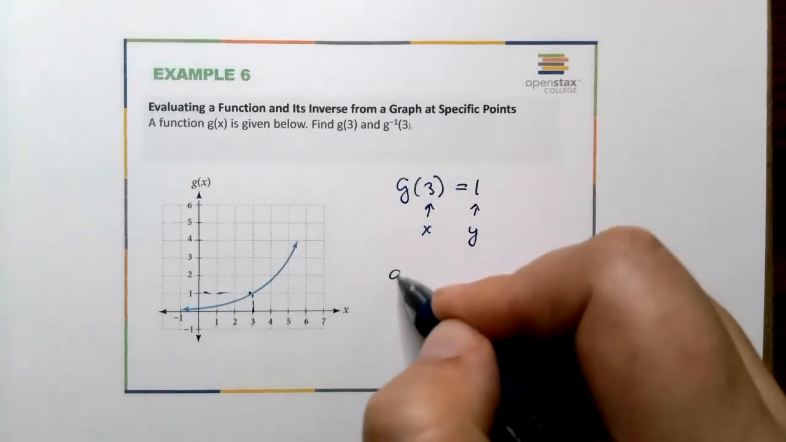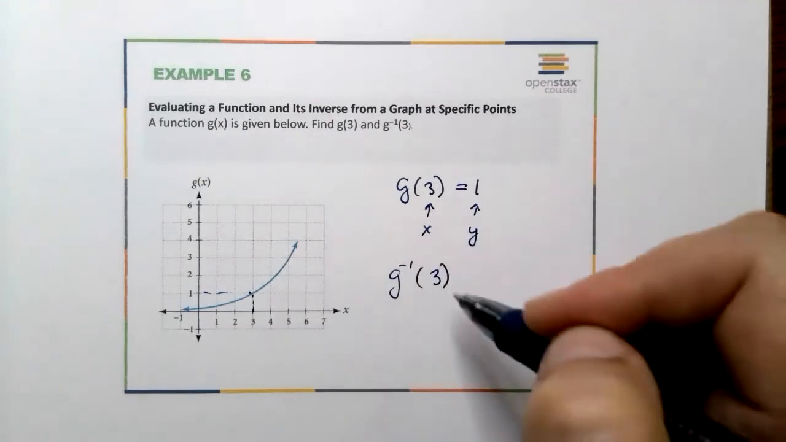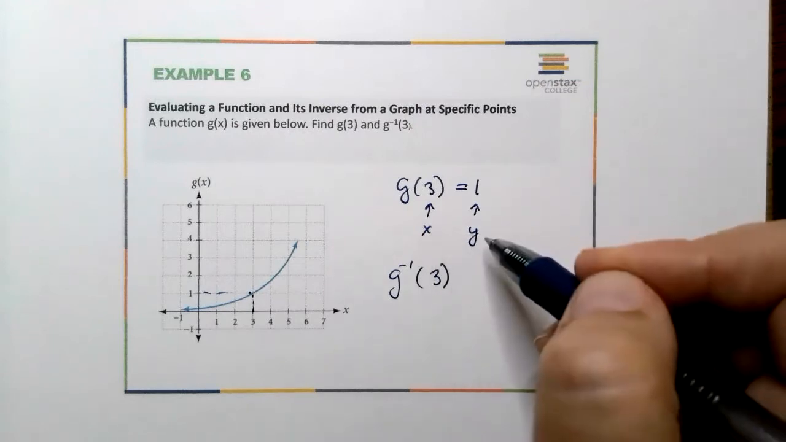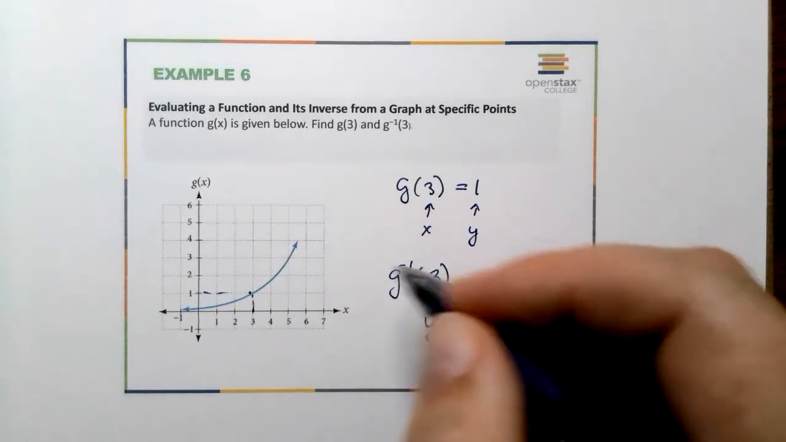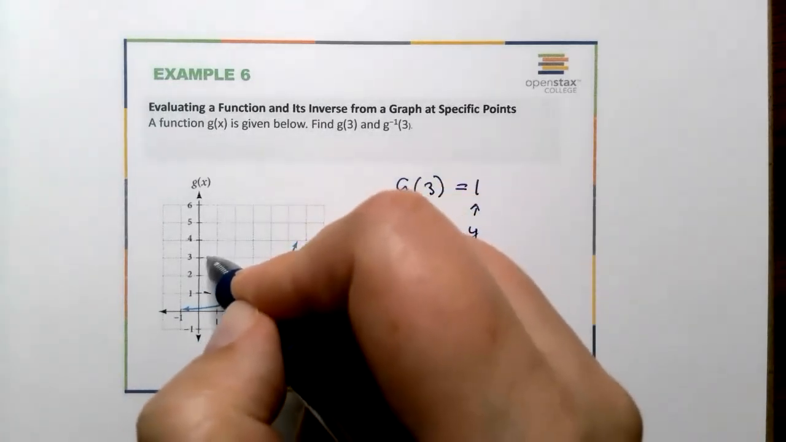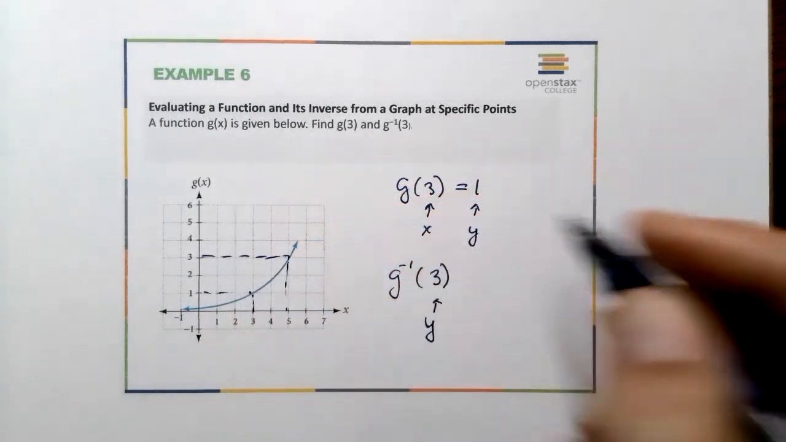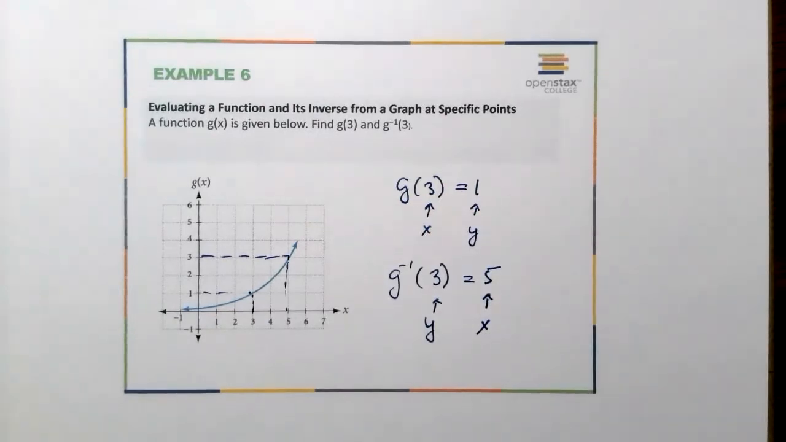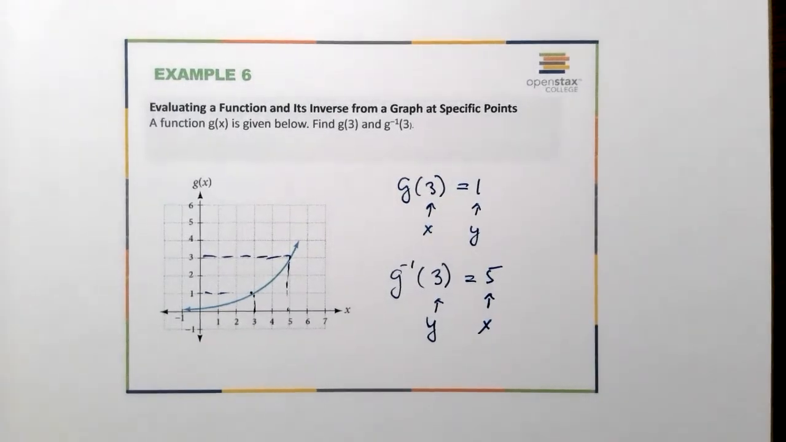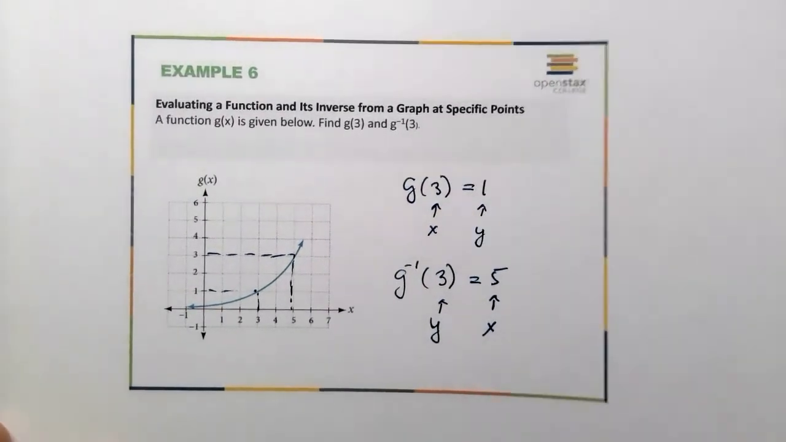Now for the inverse, well, remember that for the inverse, x and y flip. So now this is a y value. So here the y is 3. What's the corresponding x value? Well, the corresponding x seems to be 5. Okay, so that's how you work with graphs of the functions. That's how you evaluate functions and their inverses.